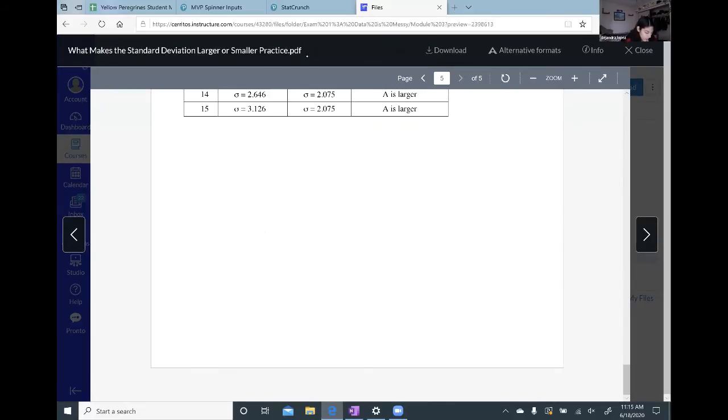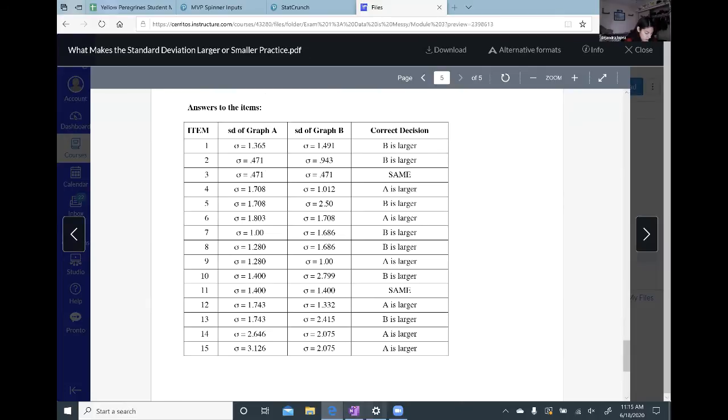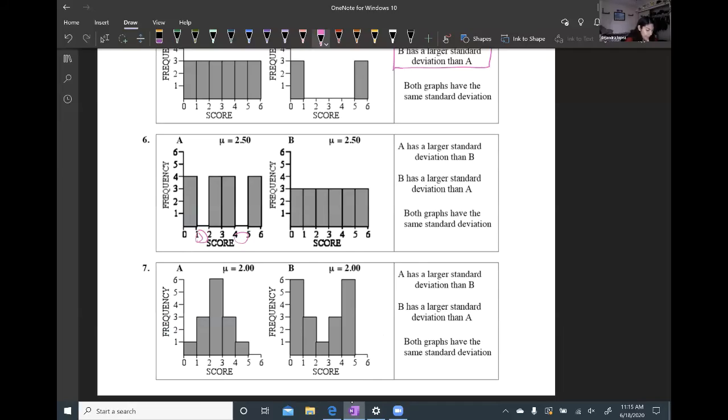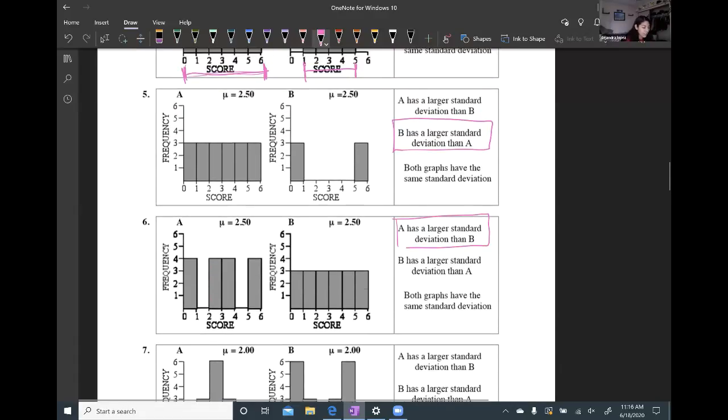We were doing number 6, I think. 6A is larger, yeah. So if you guys see these two, they both go from 0 to 6. Now B is all full, and A has gaps. Gaps usually up your standard deviation. So in this case, A is going to have the bigger standard deviation. Sort of like the one we just did, A5, they both go from 0 to 6. But in part B, you see a big gap, that'll have a bigger standard deviation.